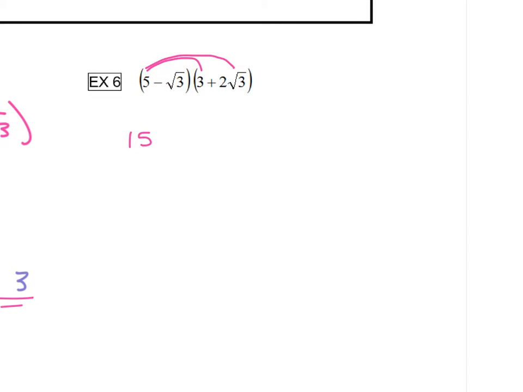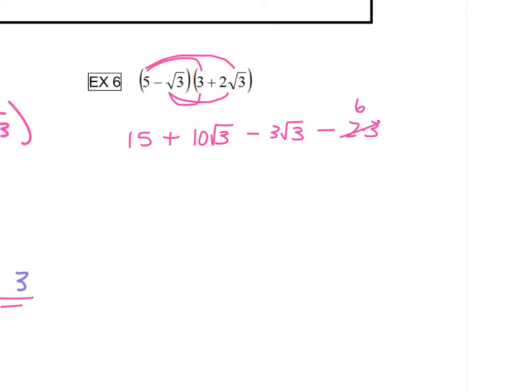5 times 2 square roots of 3, and it's a positive, so plus, we multiply the 5 and 2 to get 10, and the square root of 3 stays. Here's a negative square root of 3 times 3, so minus 3 square roots of 3, and then a negative times a positive will be a negative. And here we have 2 times square root of 3 times square root of 3 is 3, so that really becomes a 6, so minus a 6.